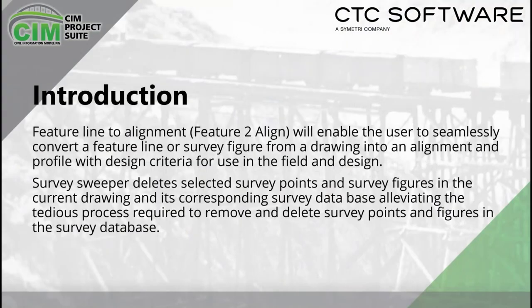Today, we're going to talk about two tools. Feature Line to Alignment, called Feature to Align on the toolbar. What this will do is enable you to create alignments from feature lines or survey figures from your drawing, and then profiles as well that you can use in the design process, and also to get those out in the field to stake those.